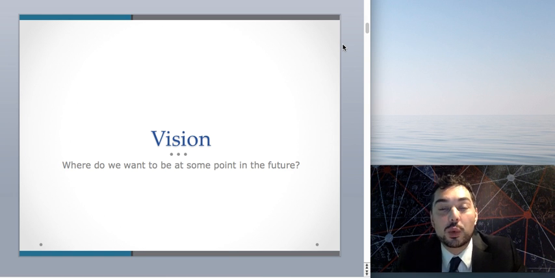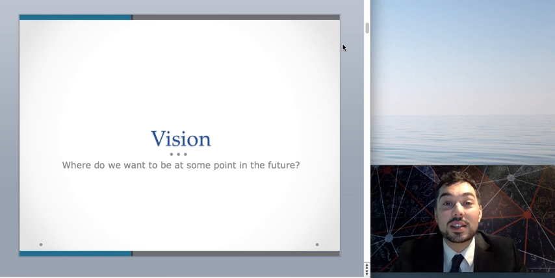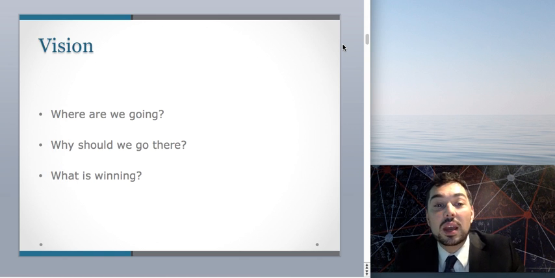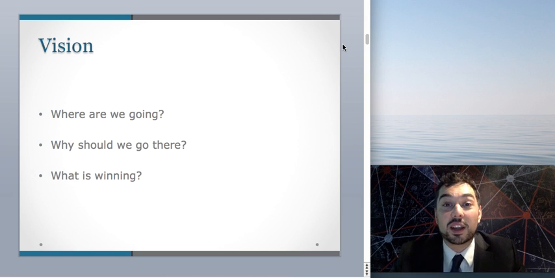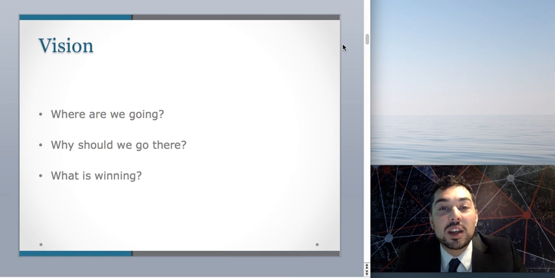When we talk about vision, what is a vision of an organization? Well, it's basically where do we want to be at some point in the future? That's pretty much it. Where are we going? What does it look like? So a way to think about it is, where are we going? Why should we go there? And what is winning?